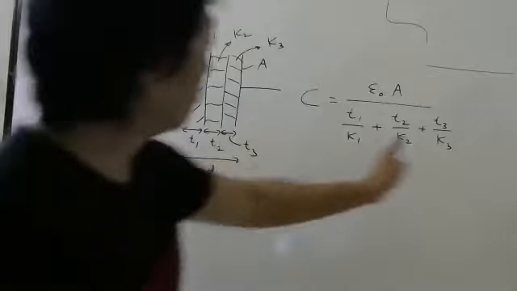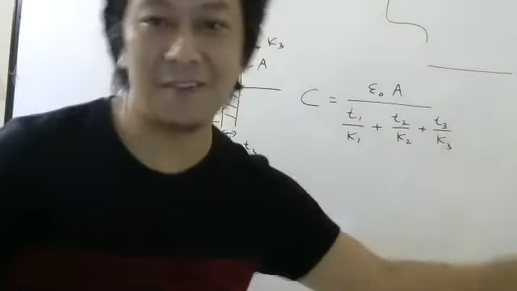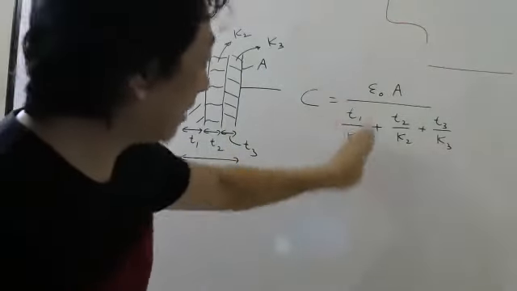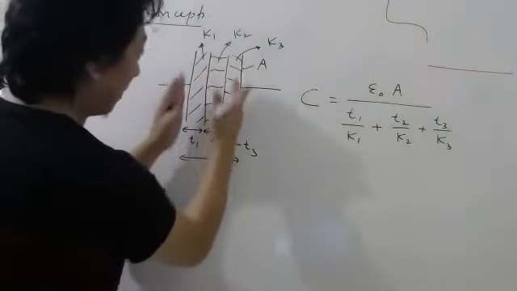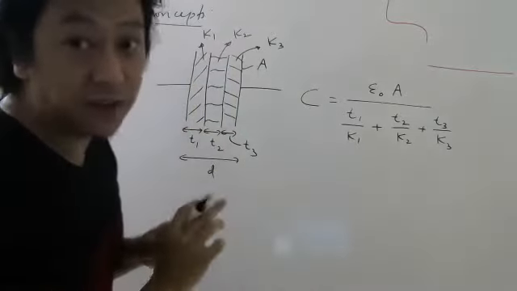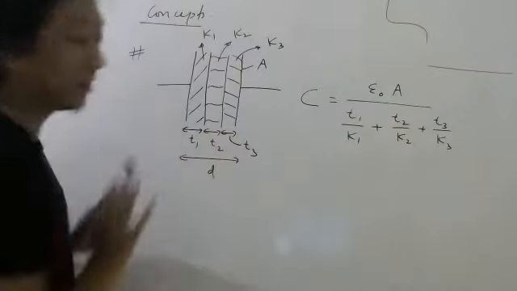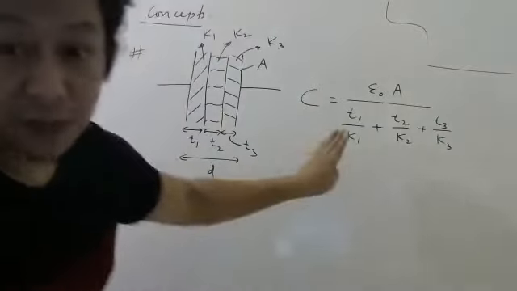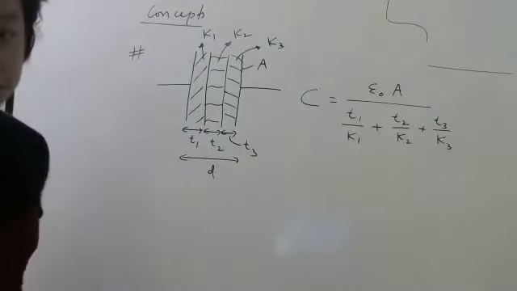If more are there, put more: plus T4 by K4 plus T5 by K5. Like that you keep putting, no problem. So this is the formula to find the equivalent capacitance when they divide the space between the capacitor in this fashion, meaning the distance D is divided into T1, T2, T3 like that. Area is common. So first memorize the formula, then I will explain how it comes. First write it down.